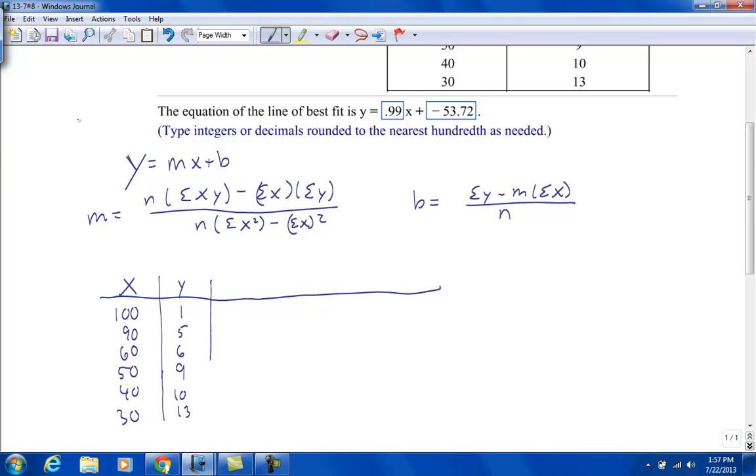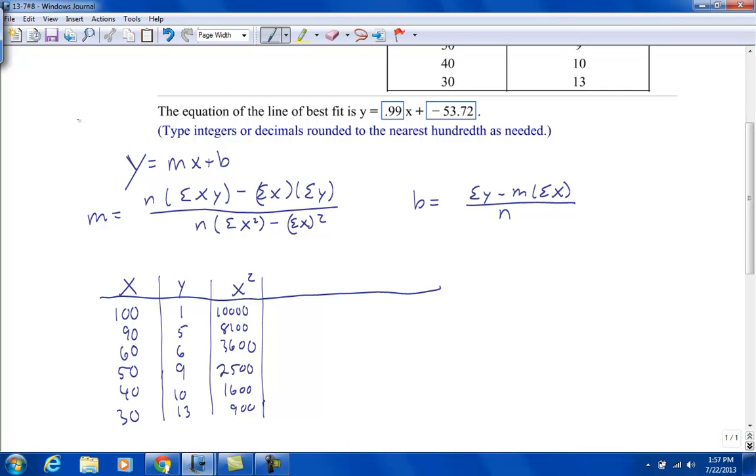Okay. Now we have to have a column of x squareds. So that's going to be 10,000, then 8,100, 3,600, 2,500, 1,600, and 900. Now that's going to be for down there.